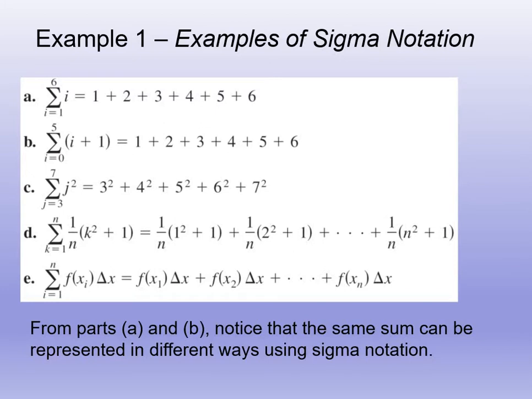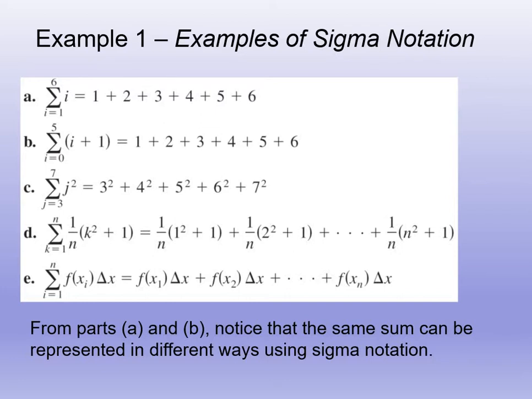If we look at the next one, we start when i is 0. We sum from i equals 0 to 5 and substitute into i plus 1. So we have to do 0 plus 1, 1 plus 1, 2 plus 1, 3 plus 1, 4 plus 1, and 5 plus 1, which equates to 1 plus 2 plus 3 plus 4 plus 5 plus 6, which also ends up giving us a value of 21.